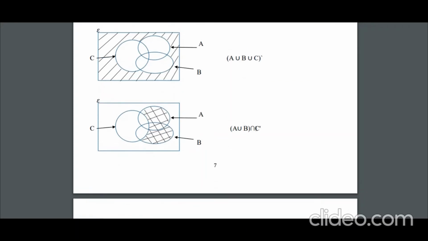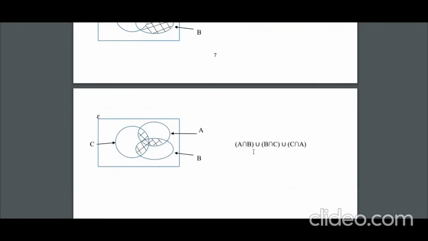A union B intersection C dash. So A union B is this whole thing. C dash, C is this. So the complement of C is everything else. So the intersection of those 2 is this particular region.